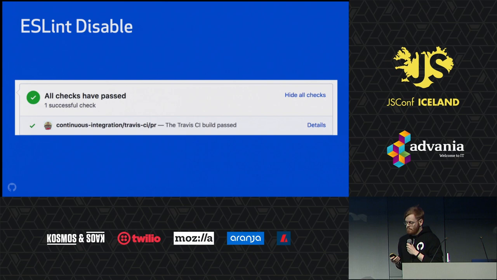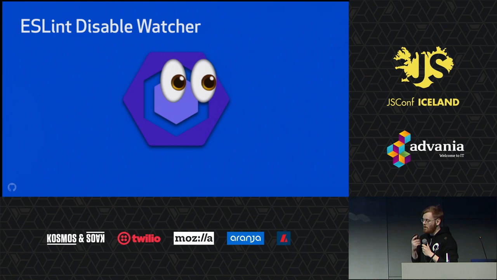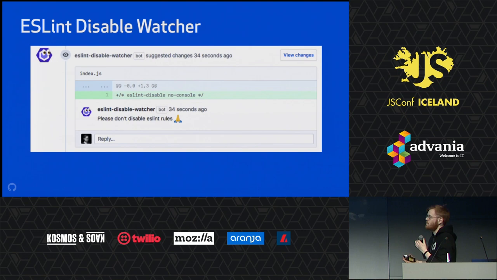Like I said, I would like for these to be flagged. So I wrote this probot that I gave a little logo. It's just the ESLint logo with an eyes emoji. And so it just watches pull requests. And when a pull request comes in, it checks the diff. And if somebody added an ESLint disable, it will just comment right on there: please, please don't.